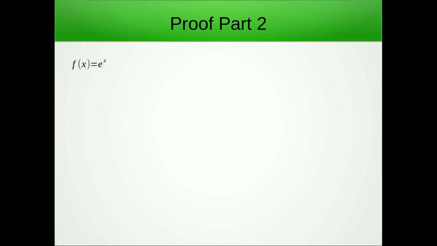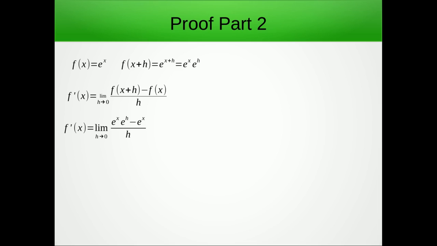So let's start with the function f of x equals e to the x. It follows that f of x plus h equals e to the x plus h, and using exponent rules that's e to the x times e to the h. Now differentiation from first principles, which I did in the previous video, would say that f dash of x equals the limit as h tends to 0 of f of x plus h minus f of x over h. Now we can replace f of x plus h and f of x with the functions above, and we get the expression that we've got here.